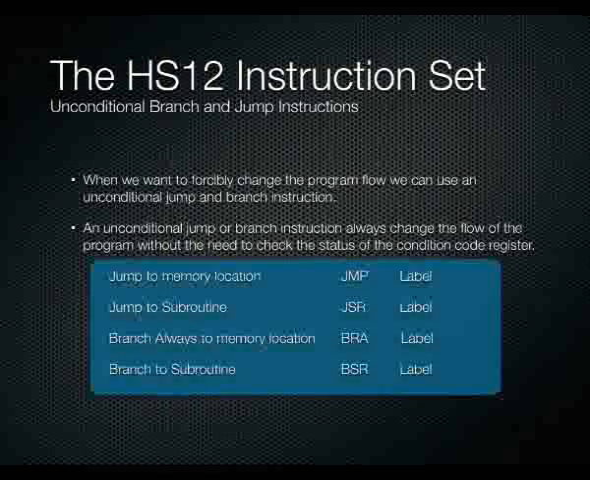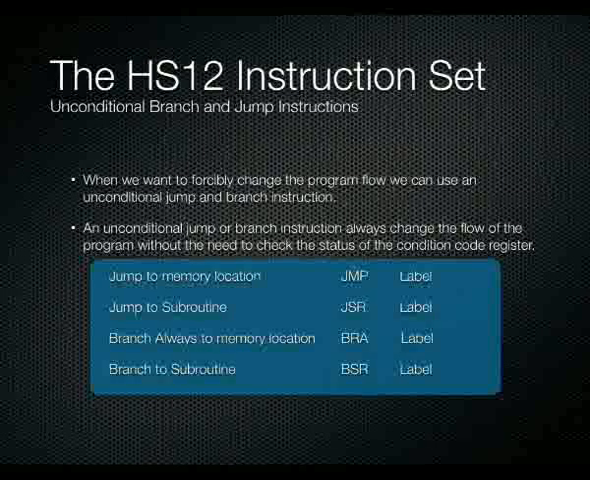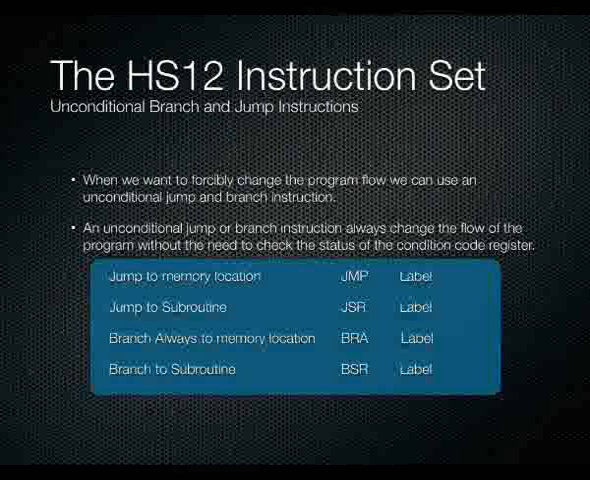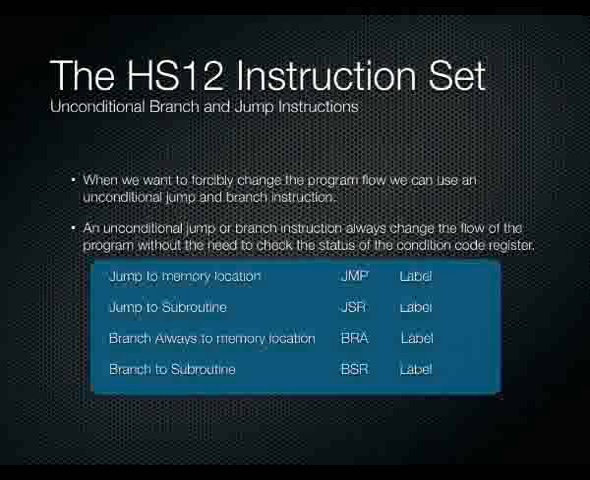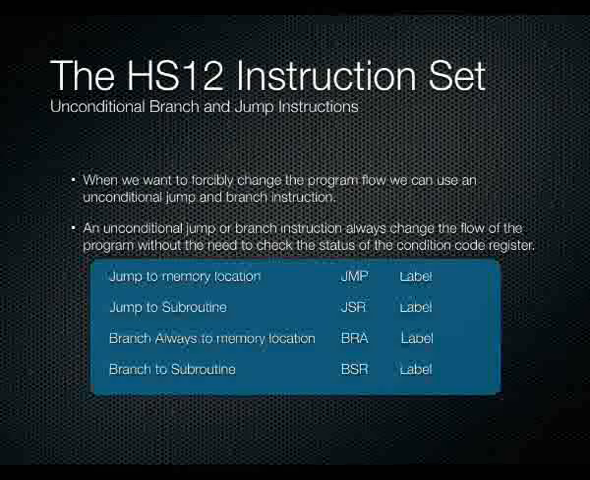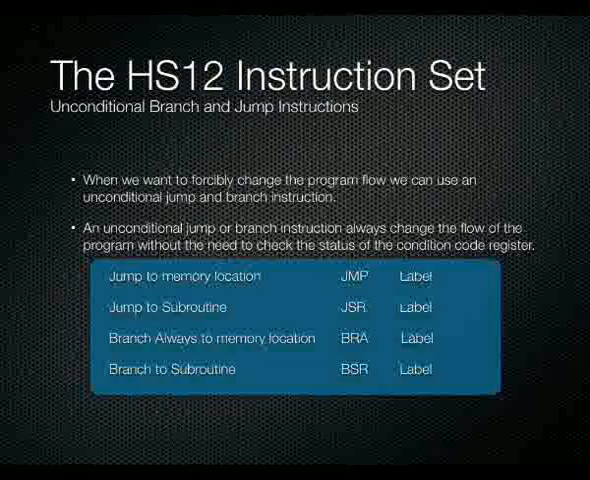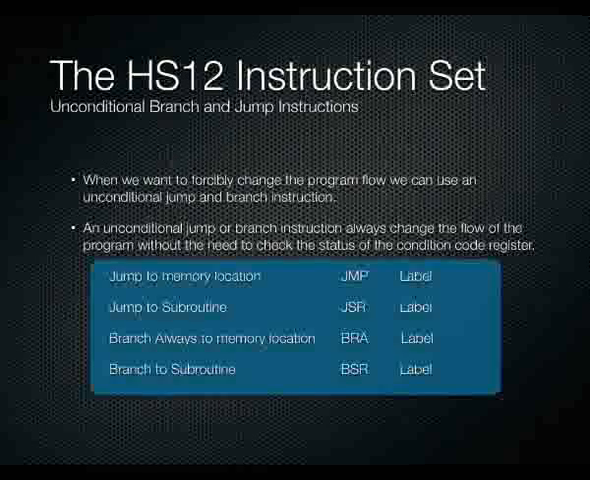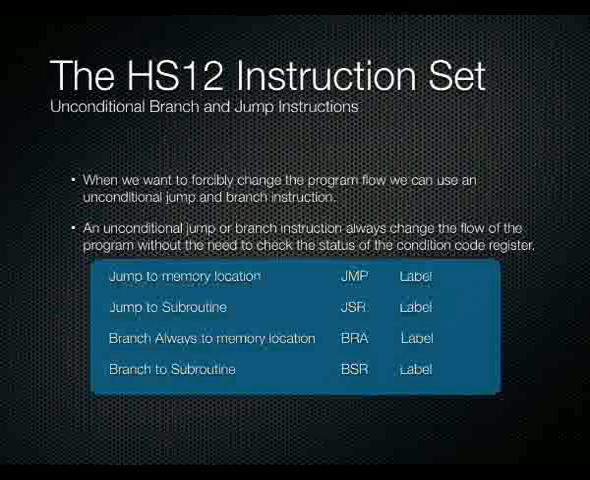Okay, so you've got these commands to jump. JMP to jump, and JSR to jump to a subroutine. You've got BRA, which is branch always, so it's simply branching with no conditions. And we've got a branch to subroutine as well. One of the major differences between a jump to subroutine and a branch to subroutine is that the jump to subroutine uses absolute addressing, while the branch to subroutine uses relative addressing.